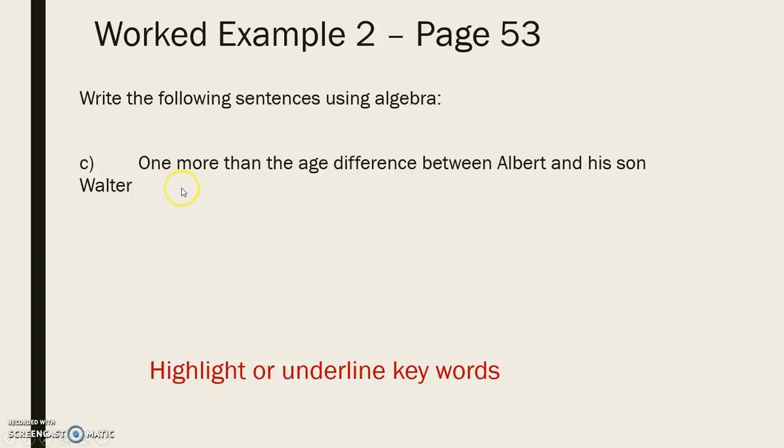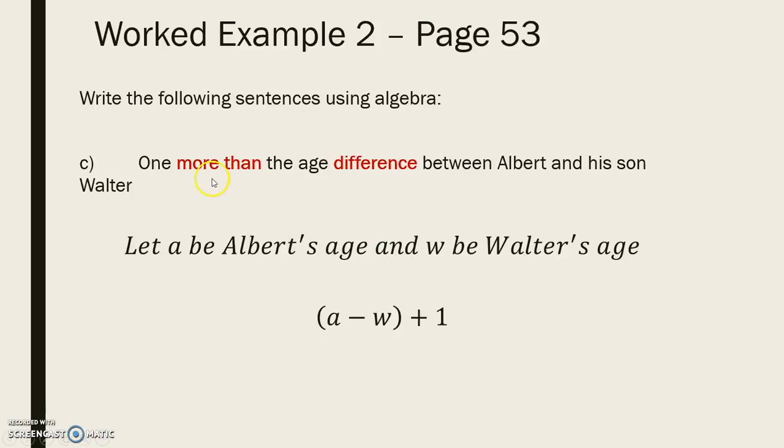Question 3. One more than the age difference between Albert and his son, Walter. So highlight or underline keywords first. Take a moment and see what you think. Feel free to pause the video. Keyword, one more than, the age difference. So there's actually two steps to this expression. So let's start with our variables. We have Albert's age and we have Walter's age. So A and W are our two variables.